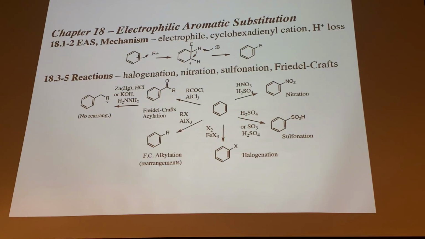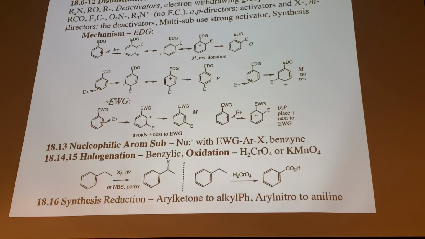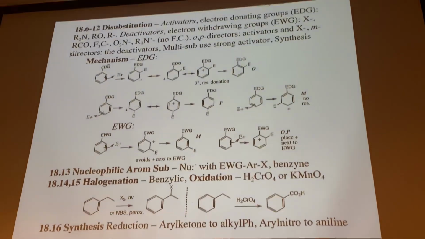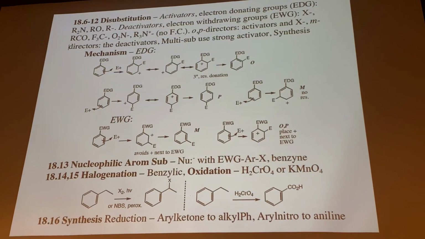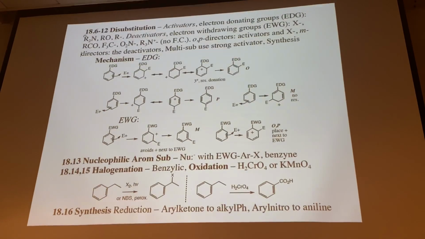Okay, if that was it, chapter 18 would be a breeze, right? You could handle 5 new reactions. But we're going to up the ante here and do disubstitution. So we're already going to have a group on the benzene, and we're going to put another electrophile on there. We're going to have donor groups, which are typified by alkyls or heteroatoms that have lone pairs next to the benzene that can donate electron density into the benzene. We call these activators. They're faster reacting than benzene itself, and they give ortho and para products selectively.